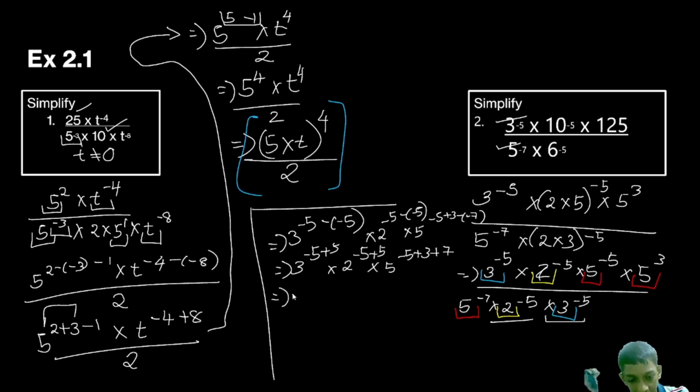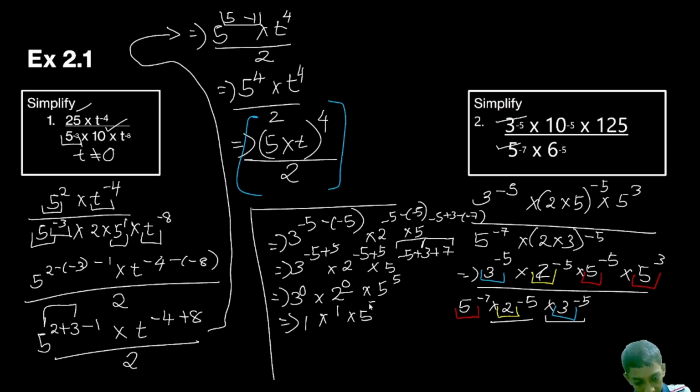So this is equal to 3 raised to the power of 0 into 2 raised to the power of 0 into 5. So 3 plus 7 is 10 and 10 minus 5 is 5. This is equal to 3 raised to the power of 0, which is 1. Any number raised to the power of 0 is 1, into 5 raised to the power of 5. So the answer is 5 raised to the power of 5. The answer for the second one is 5 raised to the power of 5.